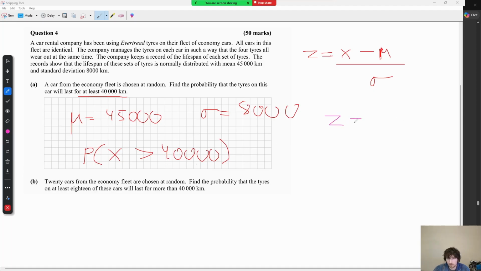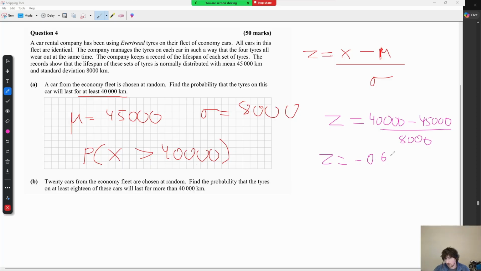So we do that with our z-score formula. They call them standard scores as well. That's what it's called, standardizing. So our x is 40,000 minus the mu over sigma, which is 8,000. So this should be quite likely, because when you think about it, if on average they can do 45,000 and you're just asking does it do at least 40,000, it should be quite likely. So we'll work out exactly how likely it is. 40,000 minus 45,000 over 8,000. So we get a negative z-score of minus 0.625.